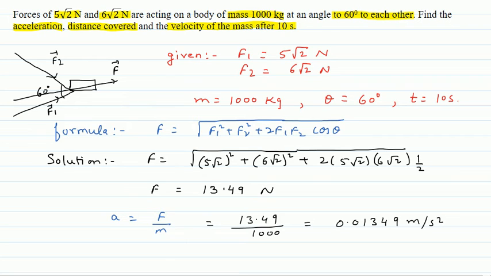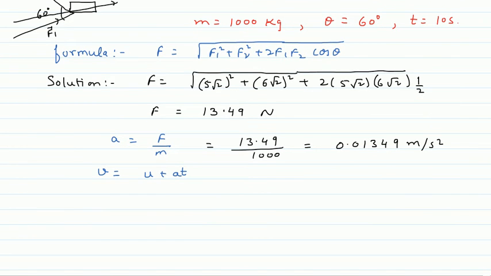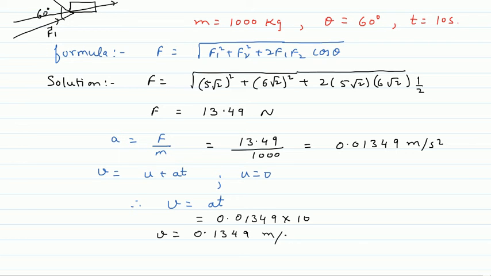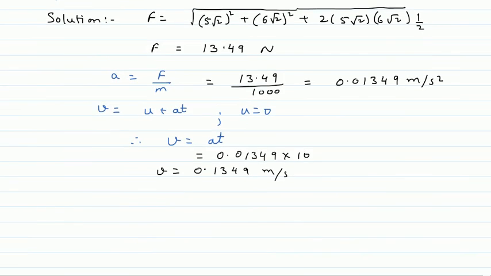Now we have to calculate distance, or first we calculate velocity. For velocity, v is equal to u plus at. Initially the body was at rest, so initial velocity is 0, therefore v is equal to at. Now we find the value for velocity. Acceleration is 0.01349, time is 10 seconds, so velocity comes out to be 0.1349 meter per second.